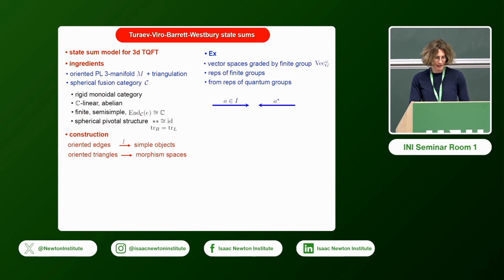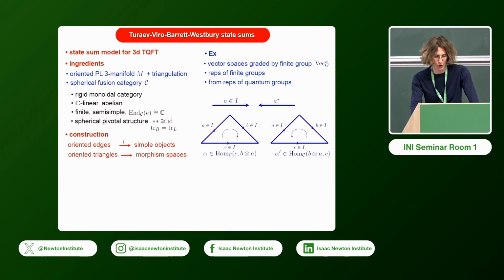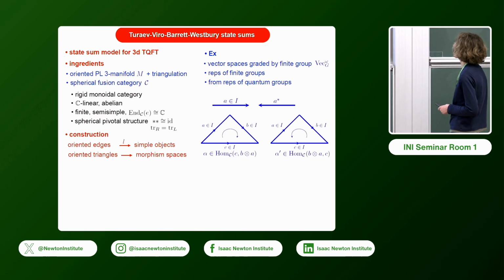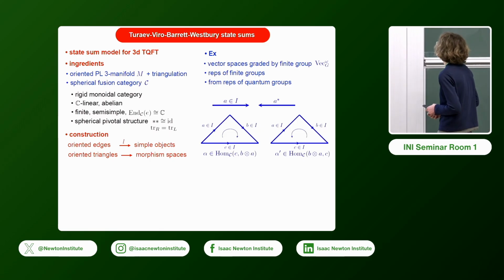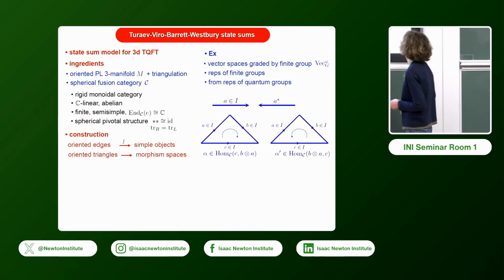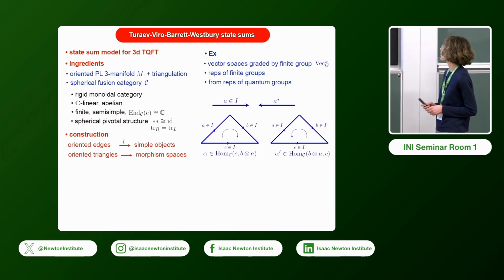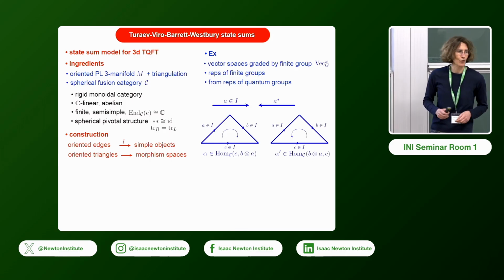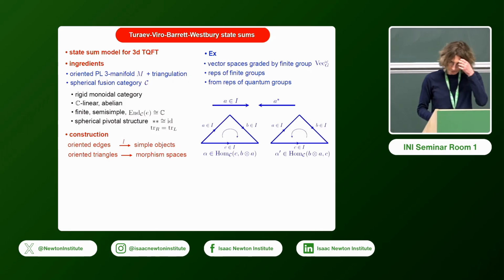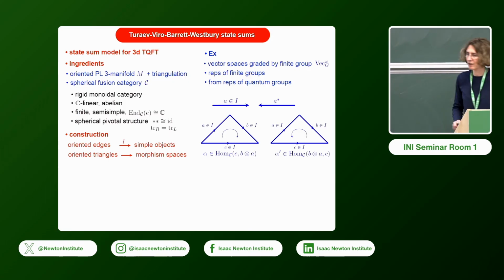Then this labeling assigns to each oriented triangle a morphism space in the spherical fusion category. So we can have two orientations here, and here we have the edges that are already labeled by simple objects, and depending on the orientation, we take the morphism space that goes from one of the three objects to the tensor product of the other two. And they're just tensored in the order of the arrows.